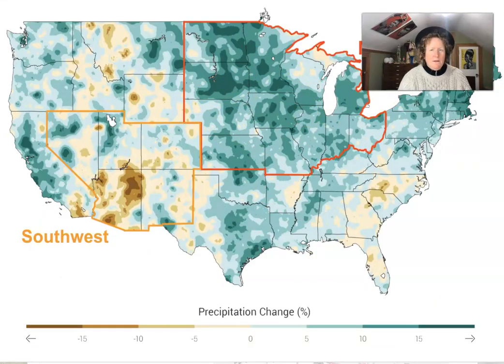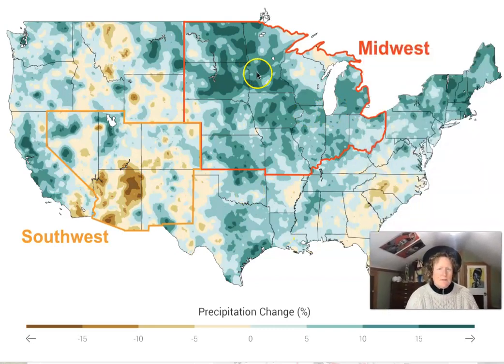There's more rain in the Midwest, and there's less rain in the Southwest. And we know that because it's green, which stands for 5, 10, or 15% increase in rainfall per year, compared to the 1901 to 1960 average, which would be 0. If you're getting the same rain, you're here at 0. If you're getting less rain, 5% less or 10% less or 15% less or even 20% less, you're colored brown on this map, and that's the Southwest.